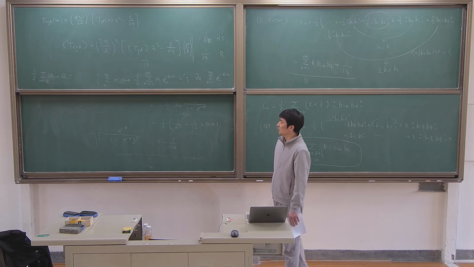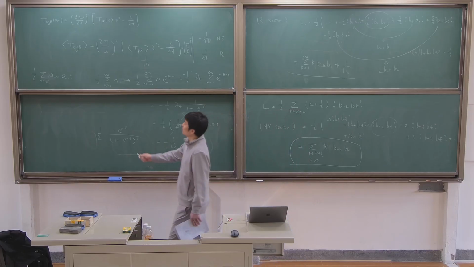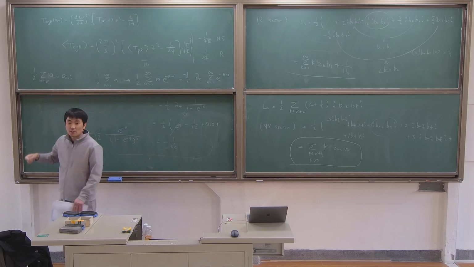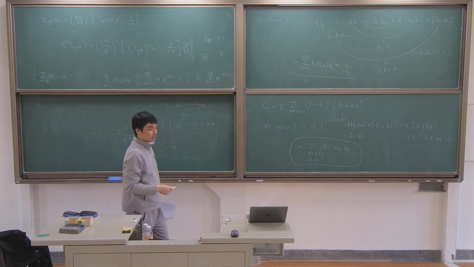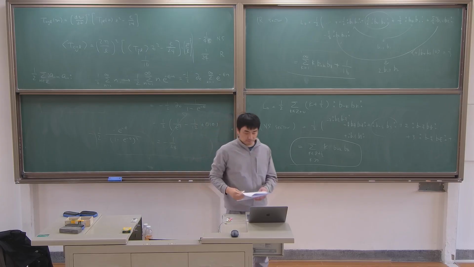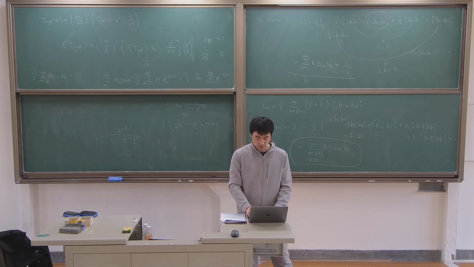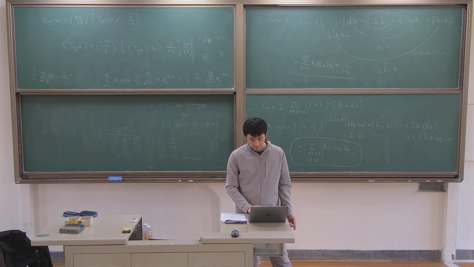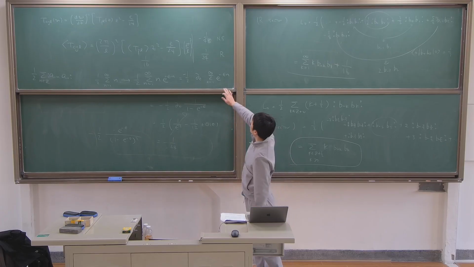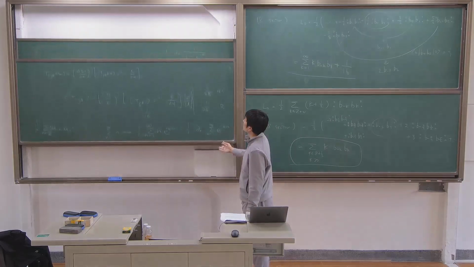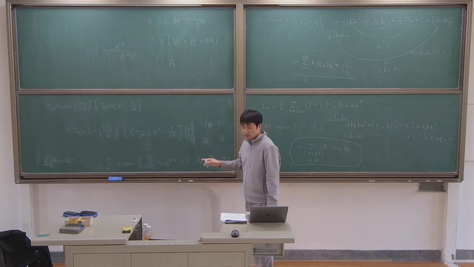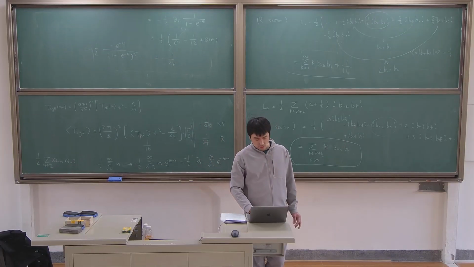Anyway, this is one way to derive this for the bosonic case. It's the same for the fermionic case too. We can do the same trick to obtain this kind of number, minus 1/48.